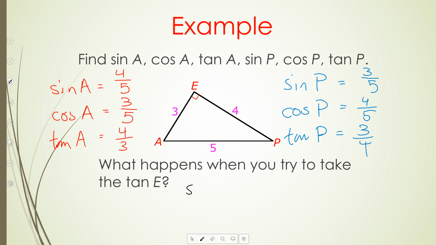Karen, what's the sine of E? 1. Why? It's 5/5. Okay, that's interesting. We'll come back to that. What's the cosine of E? Sahani? 4/5. Or 3/5.